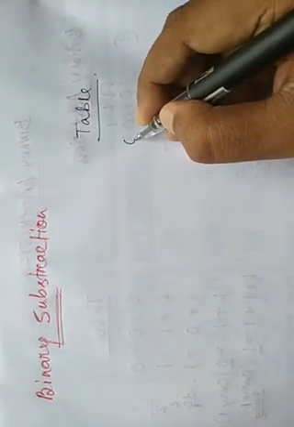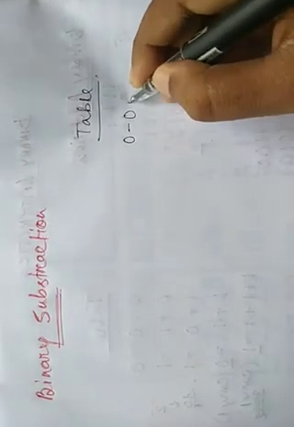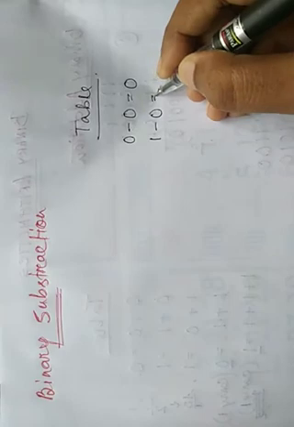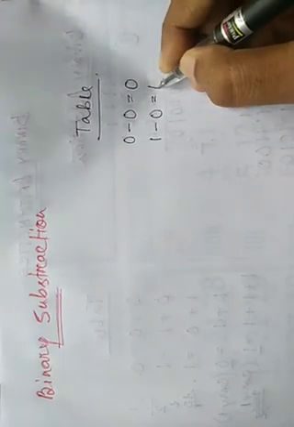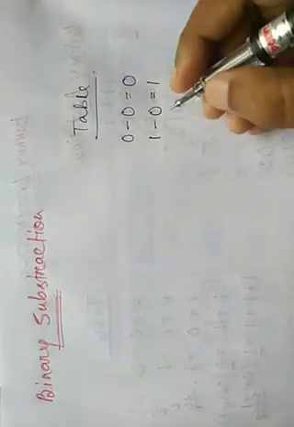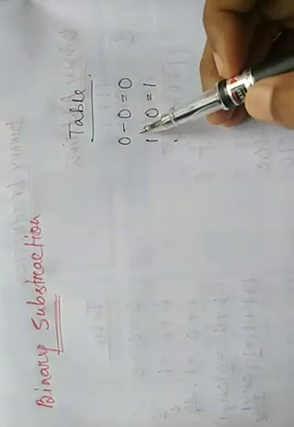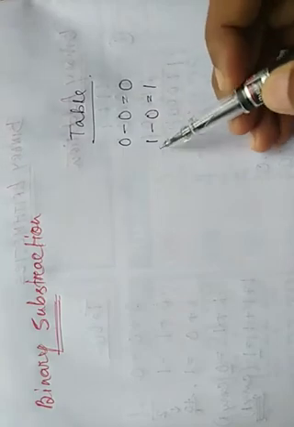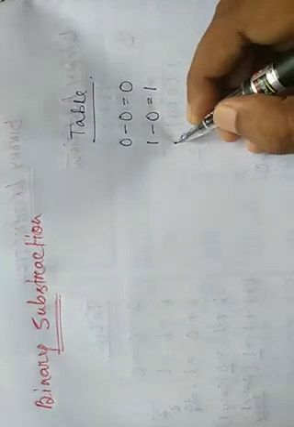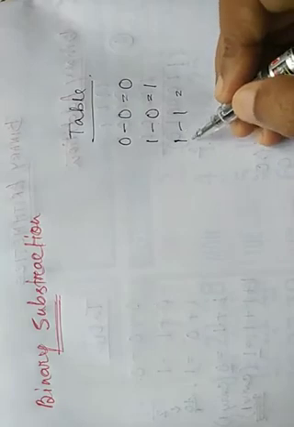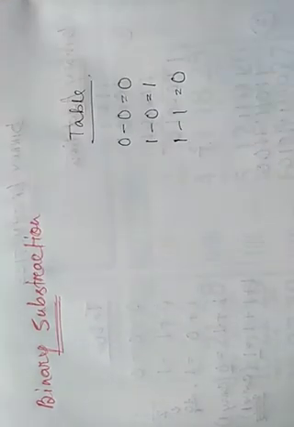first our combination 0 minus 0. 0 minus 0 is 0. All of you know that. 1 minus 0 is 1. Clear? So our subtraction: 0 minus 0 is 0, 1 minus 0 is 1. Now, 1 minus 1. Again, we all know that if the two numbers are the same, then the subtraction is 0.